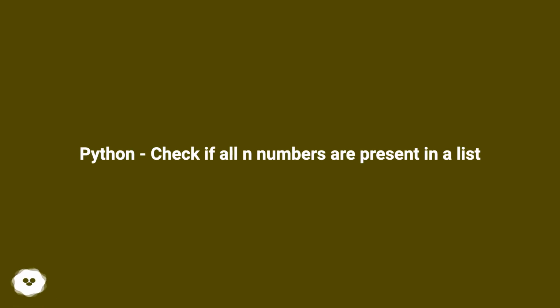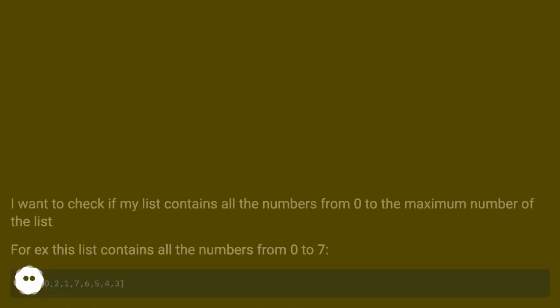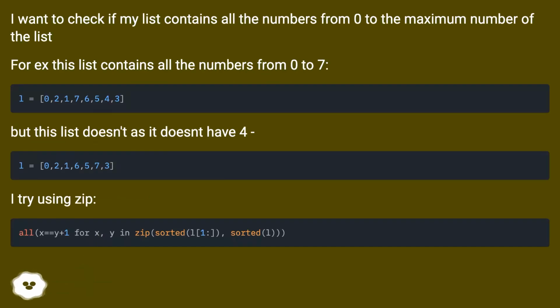Python check if all n numbers are present in a list. I want to check if my list contains all the numbers from 0 to the maximum number of the list. For x, this list contains all the numbers from 0 to 7. But this list doesn't, as it doesn't have 4.